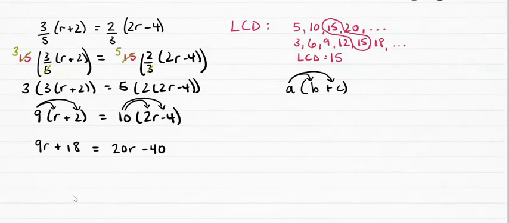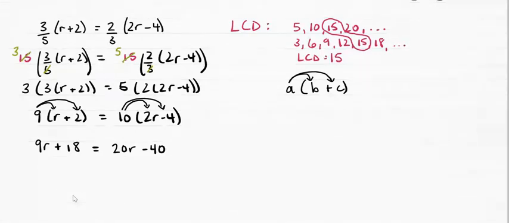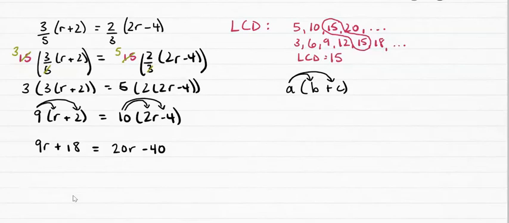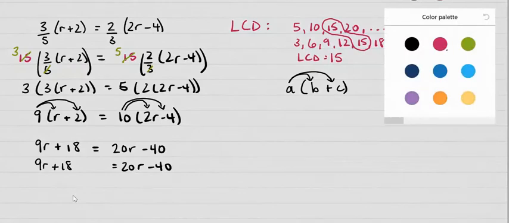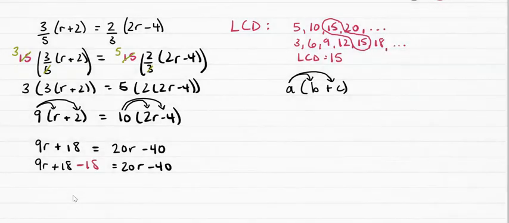Okay, we now want to collect like terms. So I'm going to collect the r terms on the left-hand side of the equation and the constant terms on the right-hand side of the equation. And that means that I need to subtract 18 from both sides. So I'll show that. So we're going to subtract 18 from the left-hand side and subtract 18 from the right-hand side.